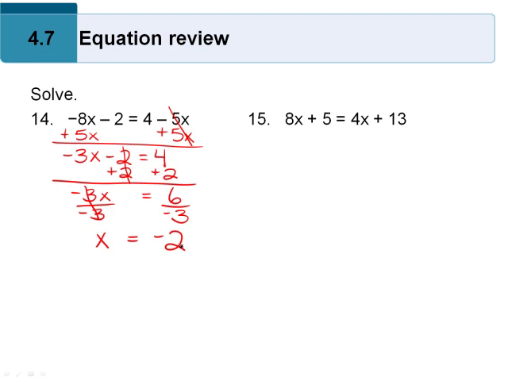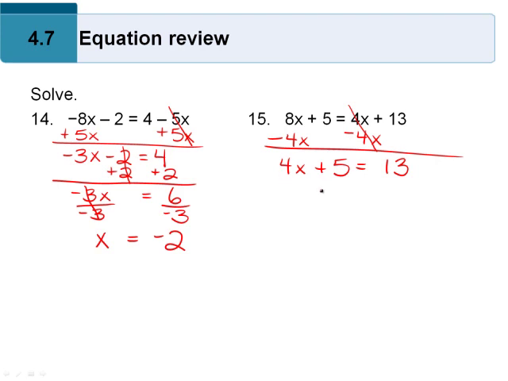Let's look at number 15. We have 8x plus 5 equals 4x plus 13. So the first thing I want to do is get my variables together. I'm going to subtract 4x from both sides. So that's going to give me 4x plus 5, and then the 4x's cancel, equals 13. So because I subtracted 8x minus 4x, I've got the variables together on one side.